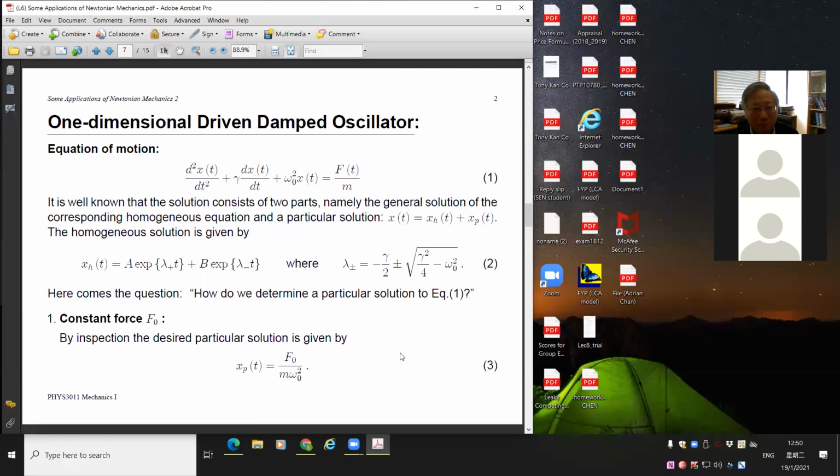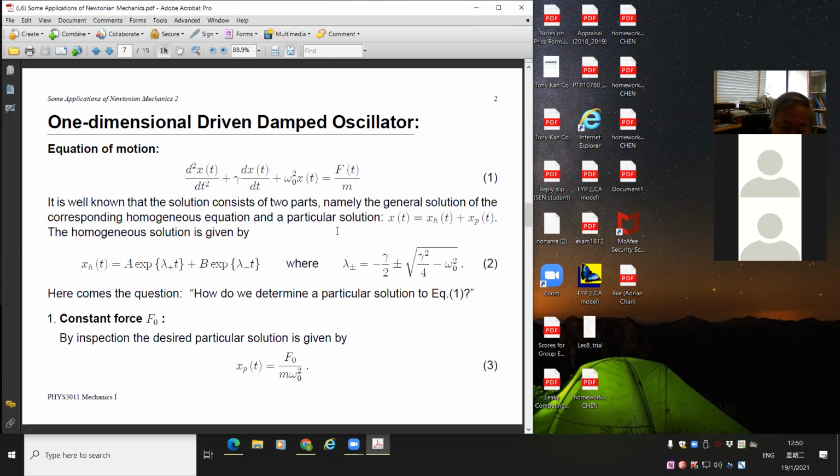Another example, one-dimensional driven damped oscillator. I think all of you have seen this example before. This is the acceleration, this is the damping part, and this is the natural spring force. This is the driven force.